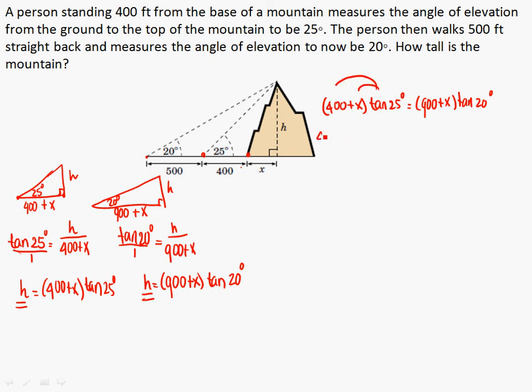So what we end up having to do is distribute. So 400 times the tangent of 25 degrees plus x times the tangent of 25 degrees on one side. What do you got here? Let's see. 900 times the tangent of 20 degrees plus x times the tangent of 20 degrees. Do you guys see where that came from?